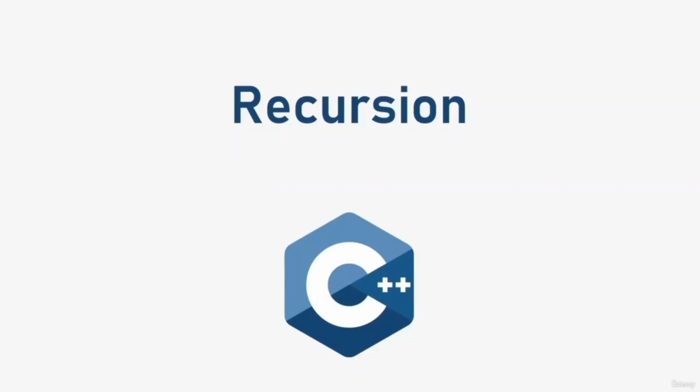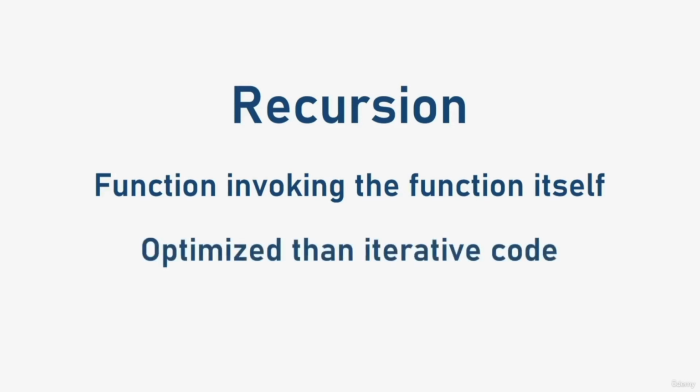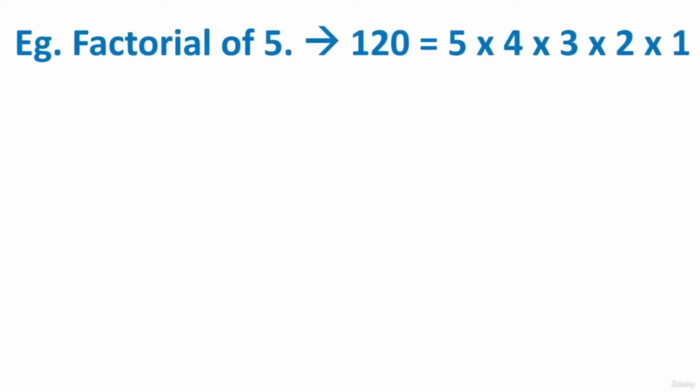Hey guys, so in this video tutorial, we are going to discuss the concept of recursion. Recursion is basically known as the function call made inside the function itself. And it is also considered as an optimized approach than the iterative code, which means we write less lines of code to perform more operations. Let's consider an example in which you have to find the factorial of 5. It is 120. If you don't know what factorial is, it is simply just the multiplication of all the numbers from 1 to a particular number. In this case, the number is 5.